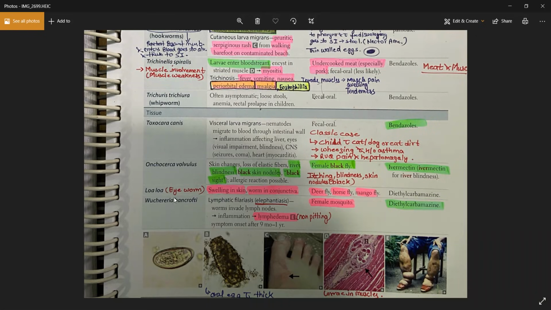You will always immediately know that it is a case of Loa loa. Okay, and you can get it from the mango fly, horsefly, or deer fly. So the only thing you remember is the eye worm. Then comes the Wuchereria bancrofti or Brugia malayi. They cause the lymphedema, and we have already discussed it in the immunology section.